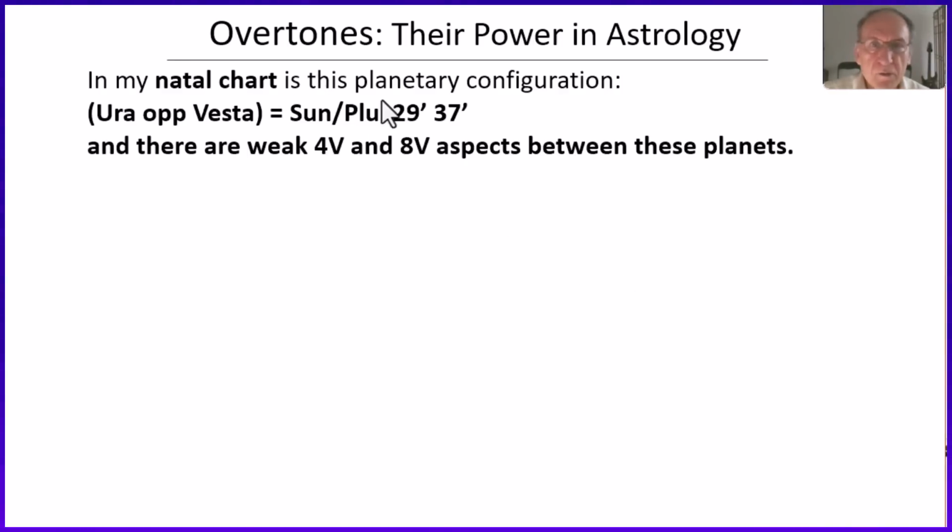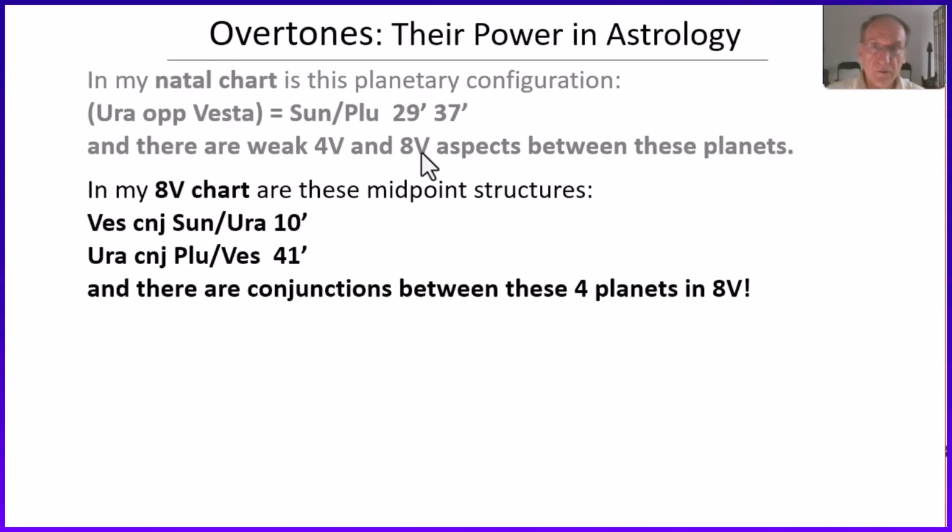Okay, so in my natal chart, Uranus is opposition Vesta, and I have equals Sun-Pluto means Sun-Pluto midpoint. Those are the orbs. And there are weak 4 vibe, it means square, and 8 vibe means dividing circle by eighths. So that makes it strong. Now let me show you the overtones. This is quite fascinating. Okay, the music's almost over, so I'm not talking over it.